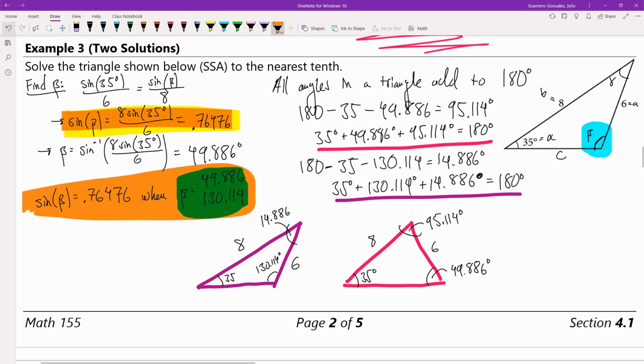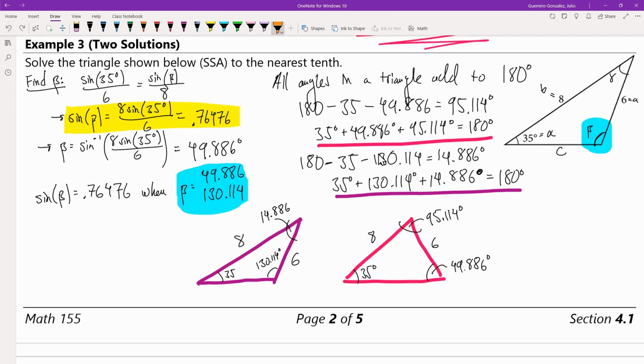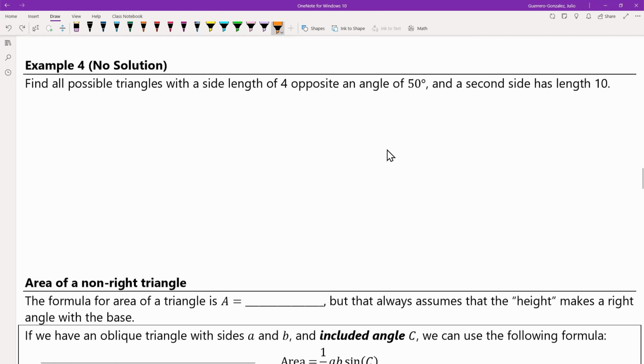Last case that I need to cover: no solution. This is going to look a little weird, but we're going to try it and see how far we can get. Find all possible triangles with a side of length 4 opposite of an angle 50, and a second side of length 10. Make my triangle.